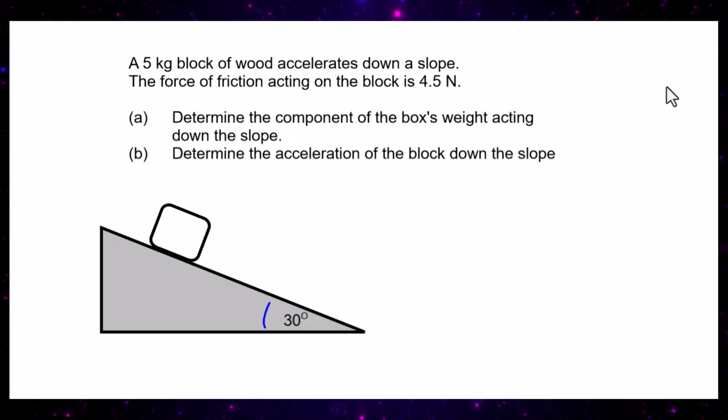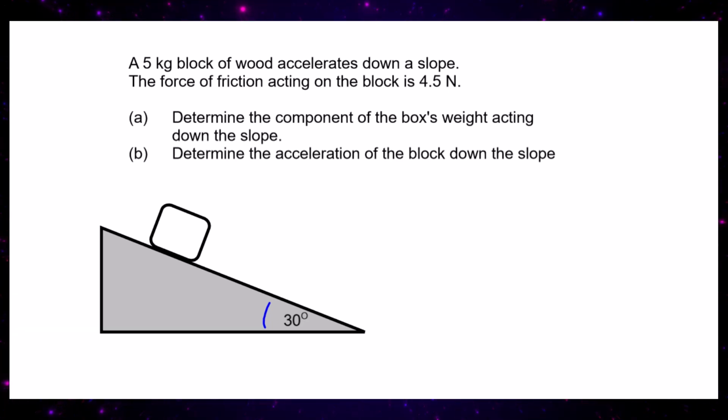A 5 kilogram block of wood accelerates down a slope. The force of friction acting on the block is 4.5 newtons. And we have to determine the component of the block's weight acting down the slope, and we've got to also determine the acceleration of the block down the slope.